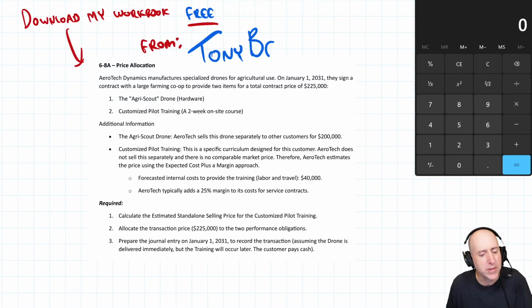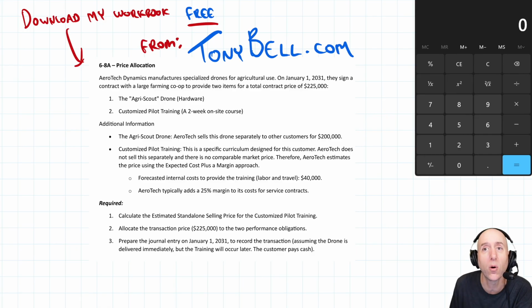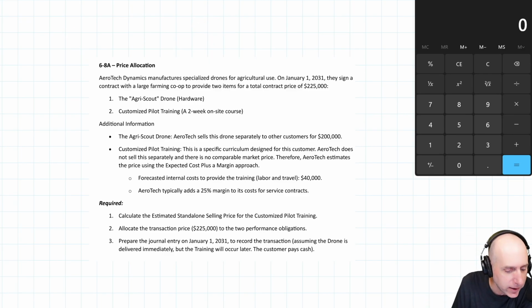Let's go through problem 6.8a, a price allocation decision. This time we don't have a good market price for one of our products, so how do I allocate if I don't have a good market price? Well, this is one way to do it.